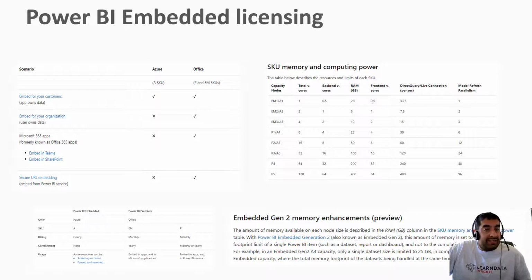Whilst the cheapest capacity-based license for both internal and external distribution, so a P1, a premium capacity, is fixed at a price of $5,000 a month. The cheapest embedded SKU, which is only for external embedding, an A1 SKU, is priced at just over $1 an hour, which is $675 a month to run full time. They can be stopped and started on demand, and you're only charged for the time when it is running.